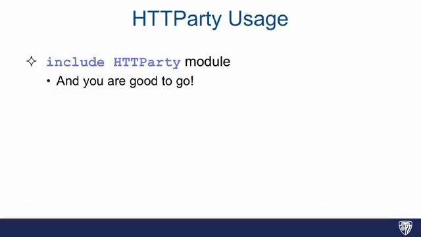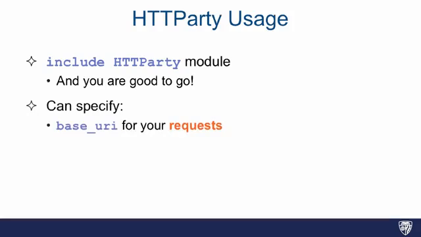So how do you actually use the HTTP party? Well, it's actually pretty simple. You include the HTTP party module, and at that point, you're ready to go. And then you can specify the base URI for your requests, because the base URI is going to be pretty much the same across many different requests.